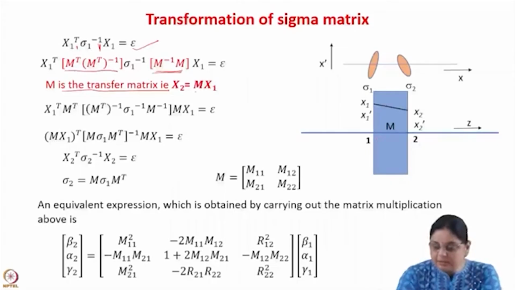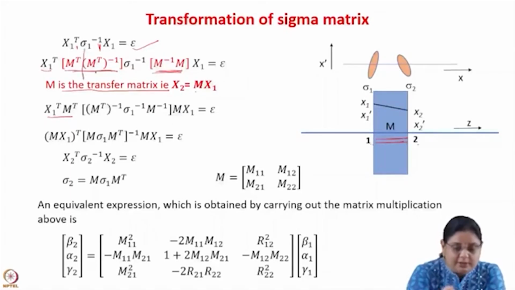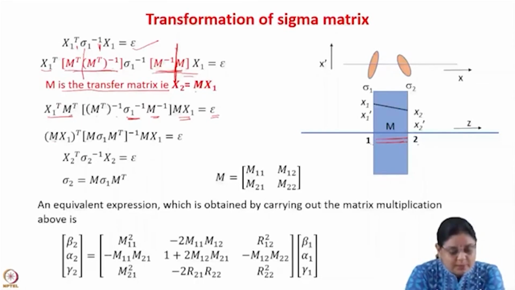So M is the transfer matrix from point 1 to point 2. We have introduced two unity matrices here, and now again rearranging. We have x1 transpose M transpose, we take this together, and we take these three elements together. So we have M transpose inverse, sigma 1 inverse and M inverse, and finally we are left with Mx1, and this is equal to epsilon. Now x1 transpose M transpose can be written as (Mx1) transpose.